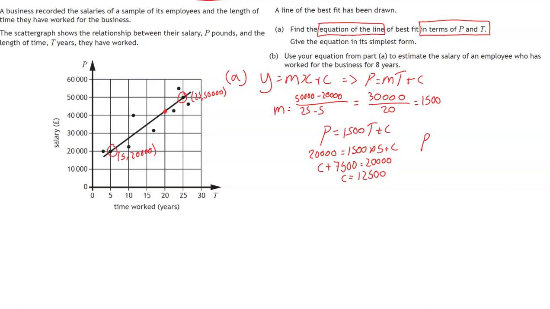This time though, like it says, in terms of P and T. So I know then that P is going to equal 1,500T plus 12,500. So that there is the equation of my straight line in the context of this question. Yes, the numbers are bigger, but again, remember, we're looking at context here. Look at the salary numbers that are there, and it seems pretty reasonable.